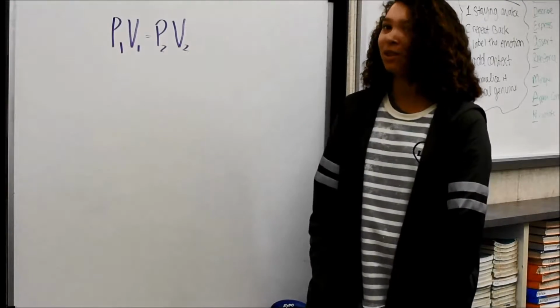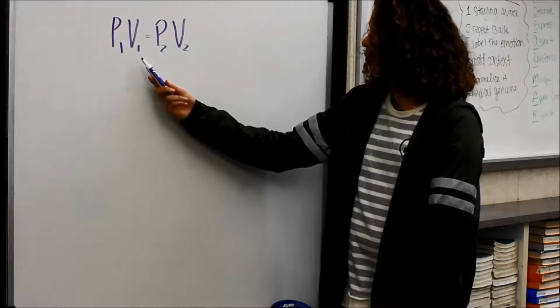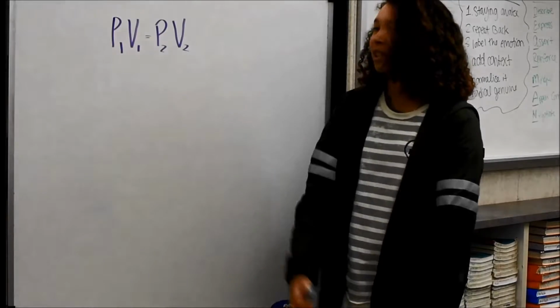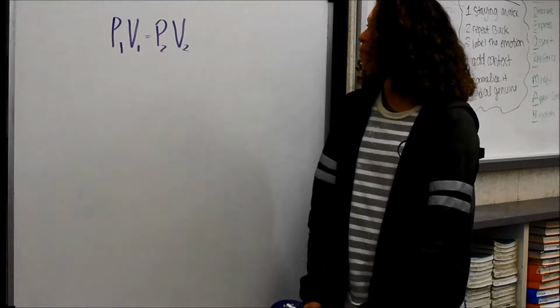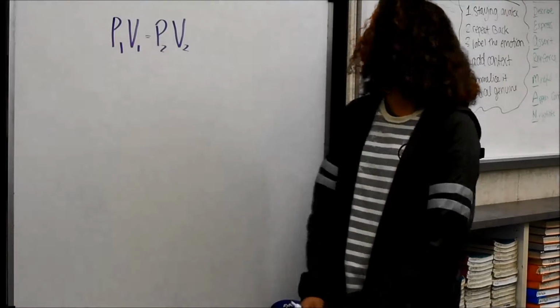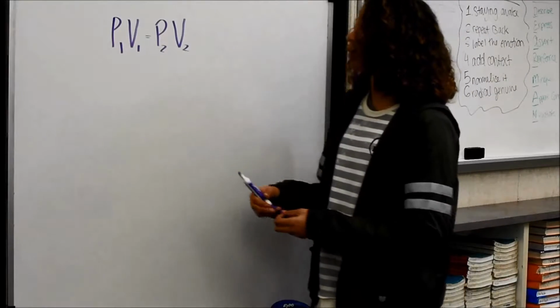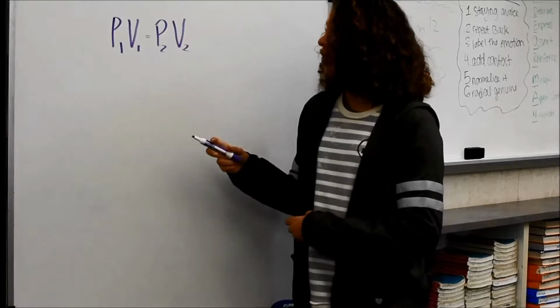Now let's look at an example. As we learned before, the equation for Boyle's law is P1 times V1 is equal to P2 times V2. If you have 5.6 liters of gas at 1.5 atmospheres, how much pressure would be required to decrease the volume to 4.8 liters? To find this, we first have to plug in our variables into the equation.